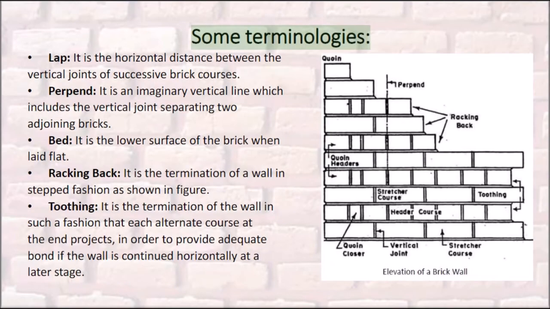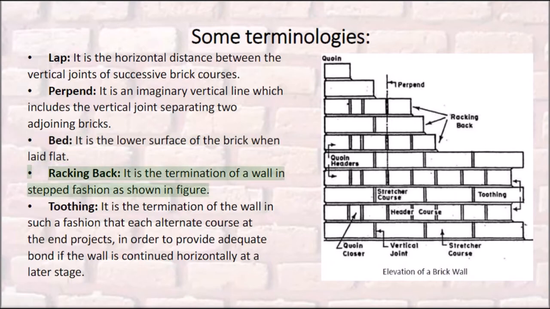Some terminologies. Lap, it is the horizontal distance between the vertical joints of successive brick courses. Perpend, it is an imaginary vertical line which includes the vertical joint separating two adjoining bricks. Bed, it is the lower surface of the brick when laid flat.